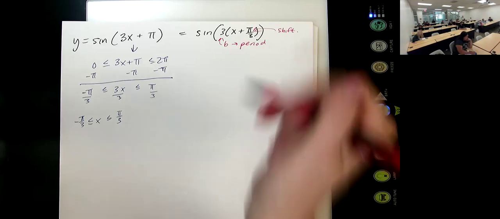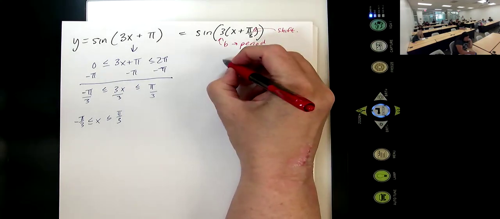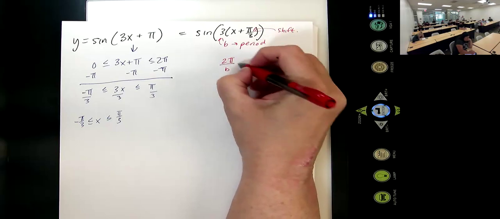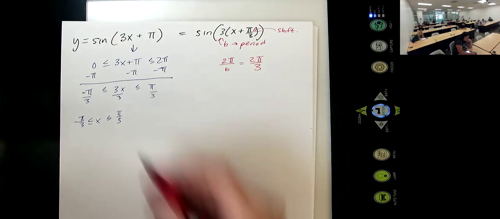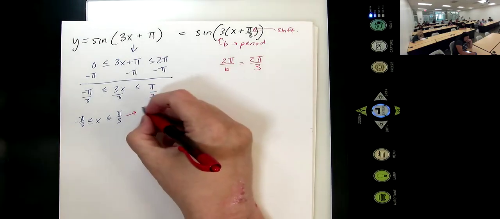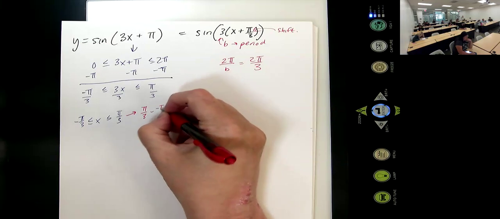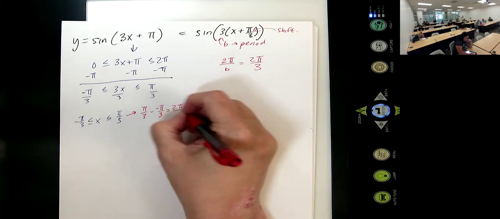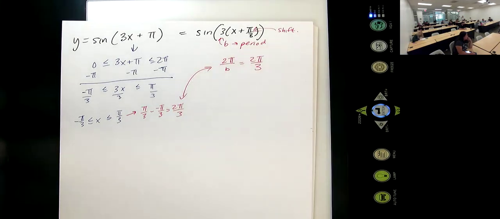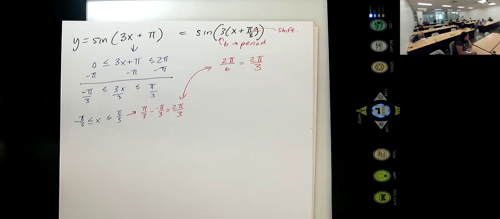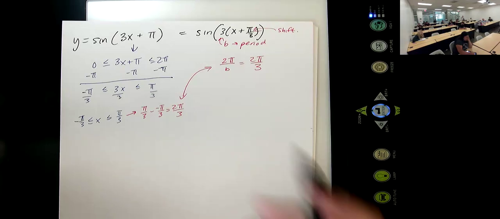If we follow this approach, I take my 2 pi and divide it by b, 2 pi over 3. Now we can see this here. Pi over 3 minus negative pi over 3 does get us 2 pi over 3. So this is the same period. And then we'll take both routes forward.